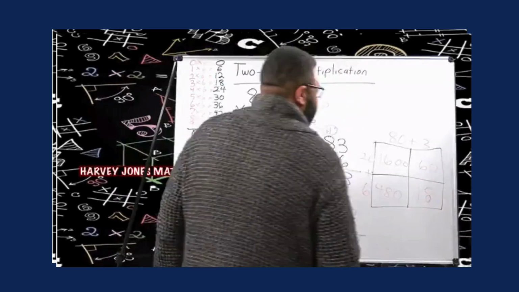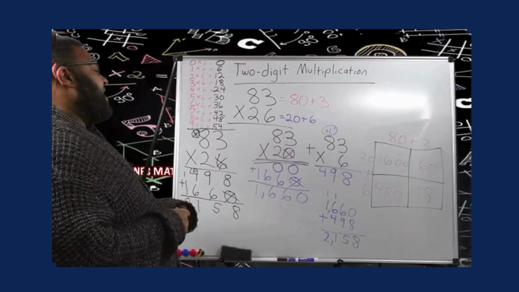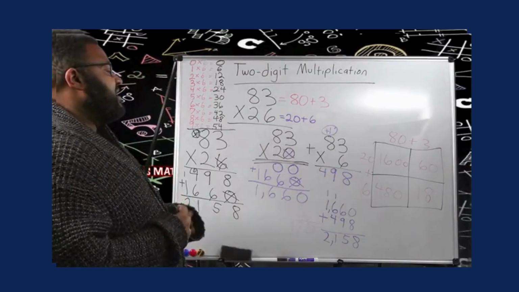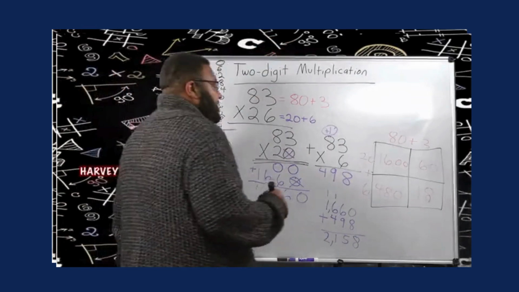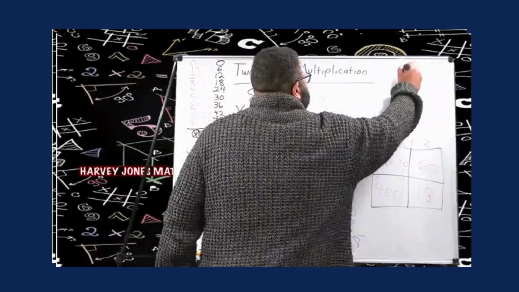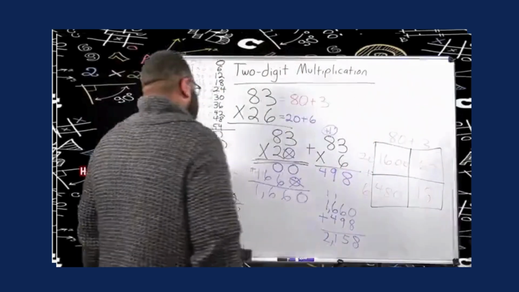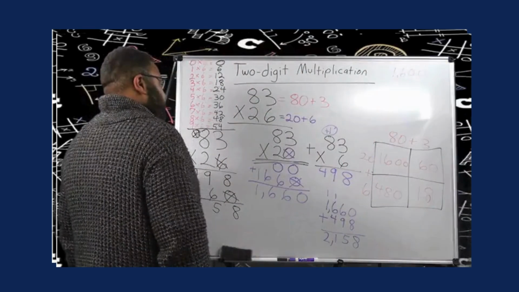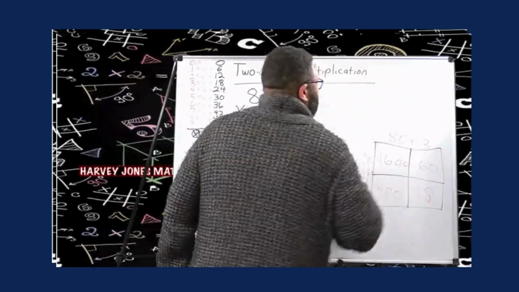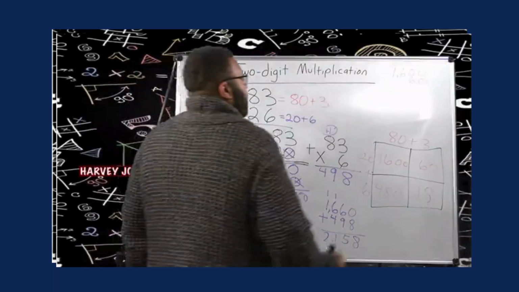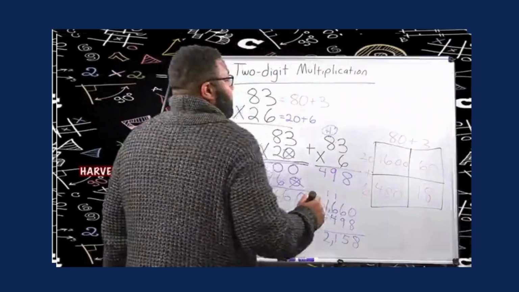So now what I have to do is add everything in the box. And I'm going to add everything up top this time. So that'll be 1,600 plus 60 plus 480 plus 18.